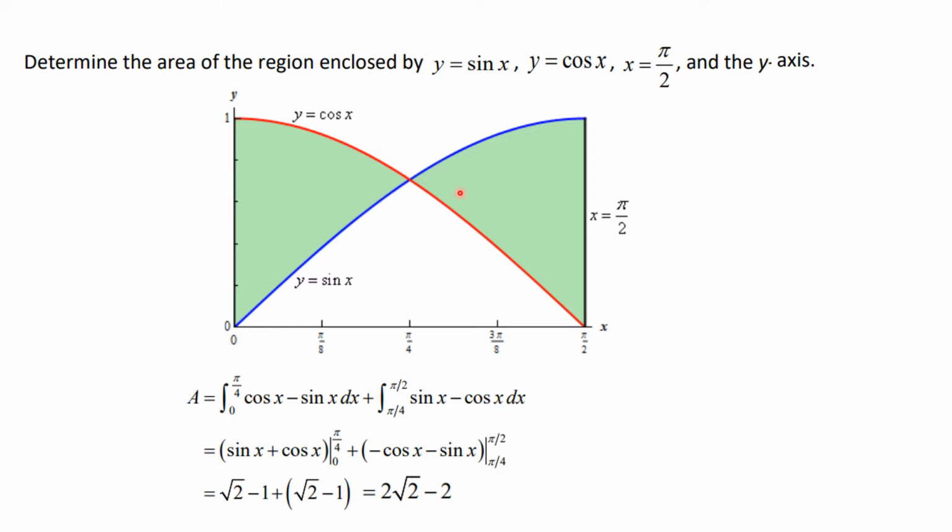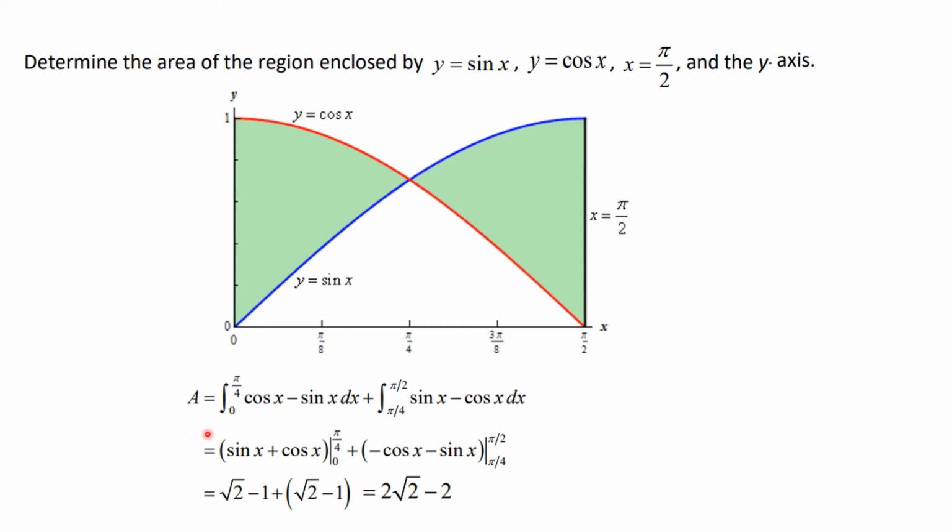So, the vertical line x equals pi over 2 is over here. The y-axis is also known as x equals 0. This is the graph of y equals cosine x. This is the graph of y equals sine x. What we're seeking to do is find the green area, and we can solve for the intersection by setting sine x equal to cosine x and doing algebra, or perhaps just from our knowledge of trig, but we have to know that those two curves intersect at pi over 4.